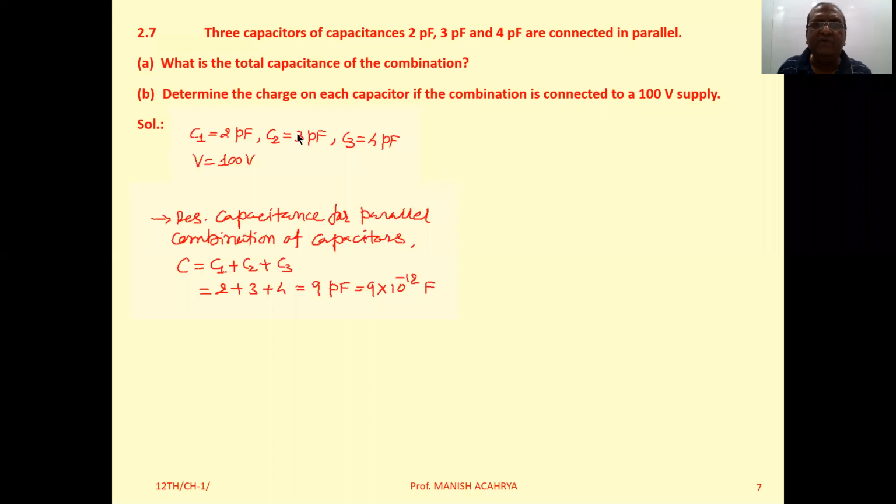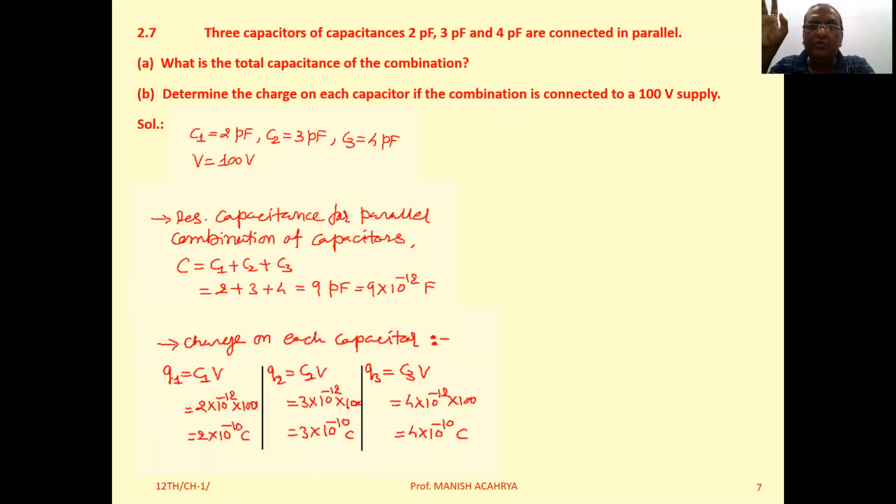Now we want to calculate the charge on each capacitor. We know that in a parallel combination, the potential difference across each capacitor is the same, and the capacitance of each one is given to you. So the charge on the first capacitor, we can write Q1 equal to C1V. C1 is 2 picofarad, so that is 2 into 10 raised to minus 12 farad into voltage 100. So your answer is 2 into 10 raised to minus 10 coulomb.